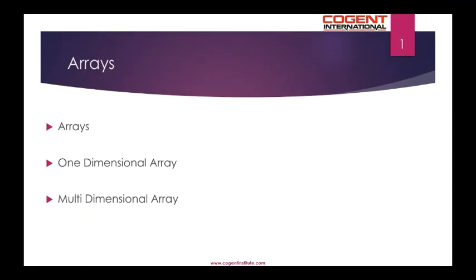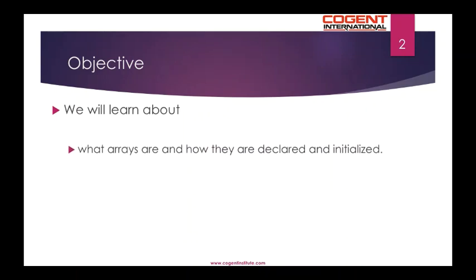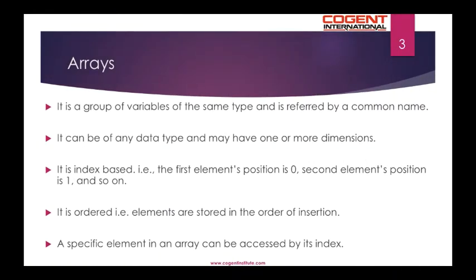In this module, we will look at arrays. The objective is to learn about what arrays are and how they are declared and initialized, and the types of arrays. So an array is a group of variables of the same type and is referred to by a common name. It can be of any data type and may have one or more dimensions.